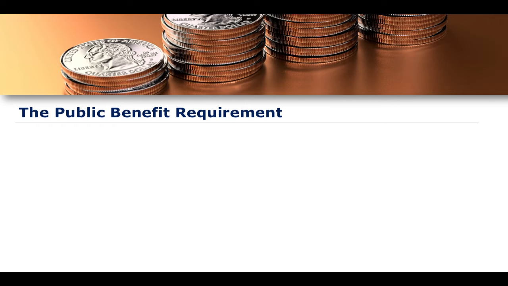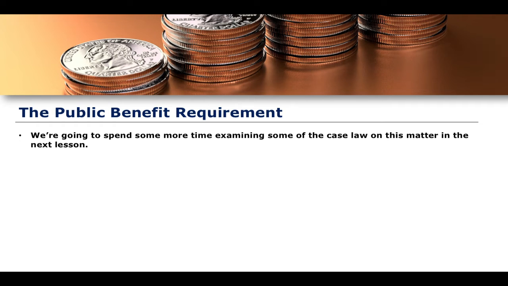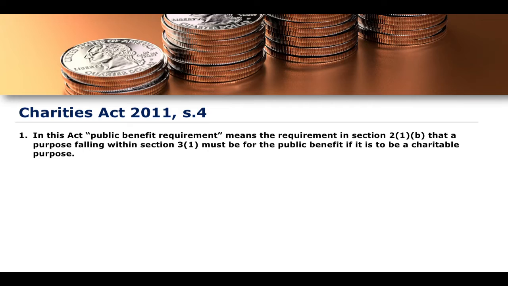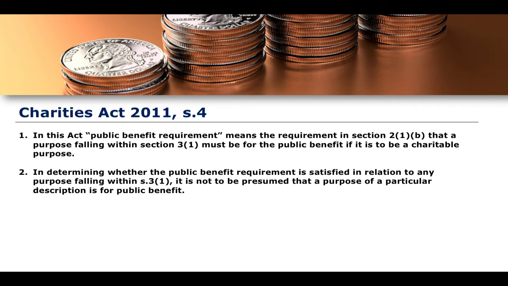The next requirement is this idea of public benefit. We'll spend more time examining the case law on this in the next lesson, but for now, just note that the requirement that a charitable trust be created for public benefit is outlined in Section 4 of the Charities Act. And what it basically says is this. It says, quote, "In this Act, public benefit requirement means the requirement in Section 2(1)(b), that's the one that we looked at in the previous lesson, that a purpose falling within Section 3(1), which we also looked at in the previous lesson, must be for the public benefit if it is to be a charitable purpose."